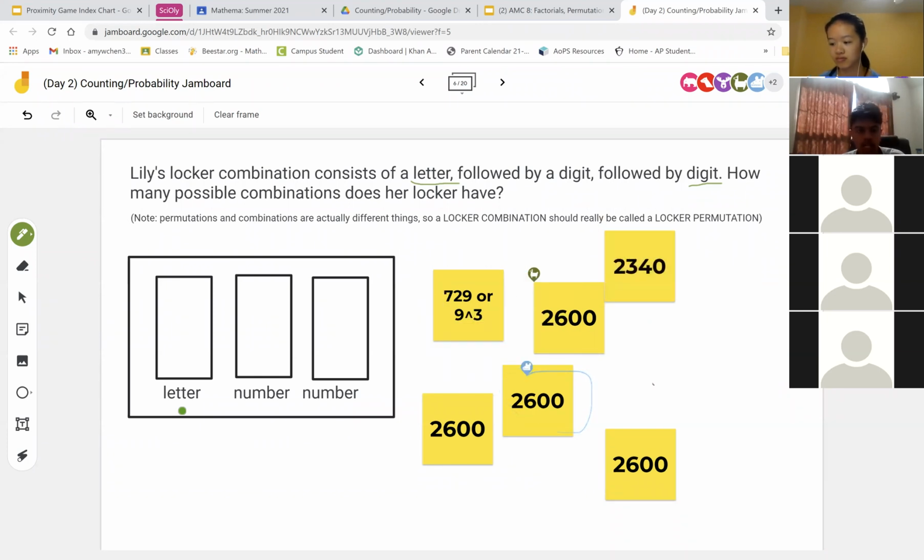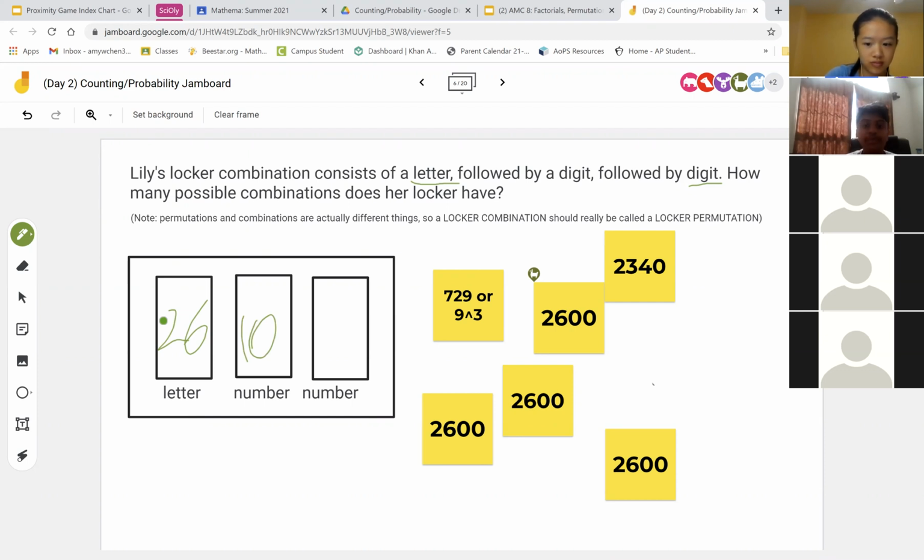Okay, let's start. How many letters can we get for the first letter? 26, right? Amy, can you write 26? Okay, so how many digits can we get for the first number? 10. How many digits can we get for the second number?